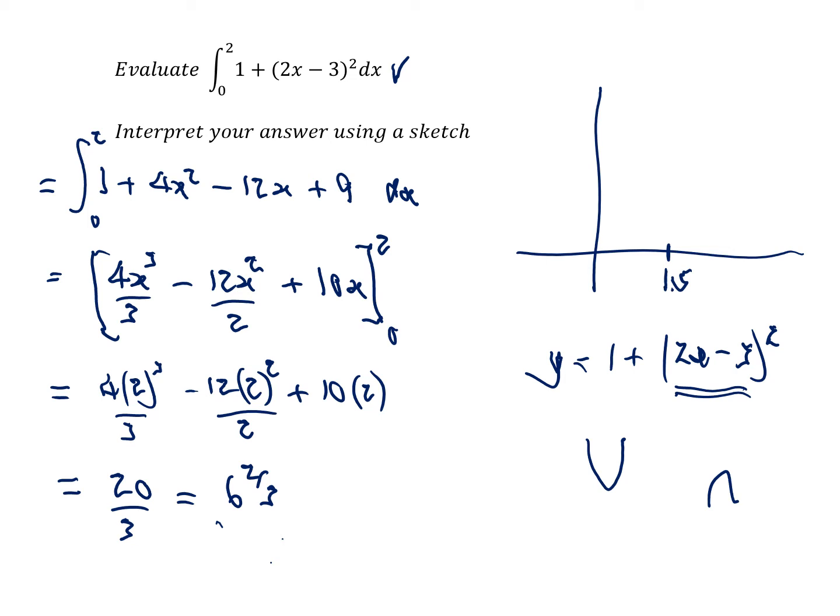Well, what is the minimum value of y? When x is 1.5, 2x minus 3 is 0. So then y is equal to 1. So there's the minimum point on the quadratic. The only other thing I need to know is where does it cross the y-axis? Well, we know that when x equals 0, we've got 1 plus (minus 3) squared, which is 10. So the graph cuts the y-axis at 10.